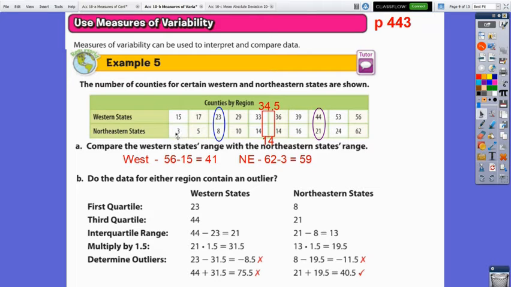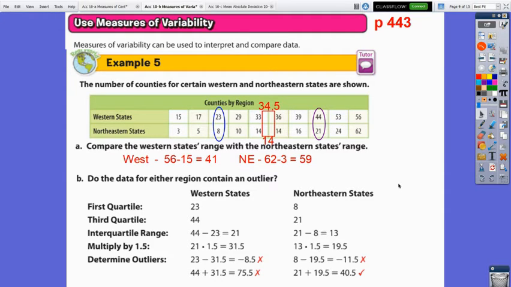So the range for the Northeast is 56. I'm sorry, for the West, it's 56 minus 15. These are already in order, which is nice. 56 minus 15, or 41. Okay, and in the Northeast, it's 3 counties, which is probably Rhode Island, and 62 counties, which is probably New York. So there is quite the range there. The range is 59 for the Northeastern states. A lot more variability in the Northeastern states than in the West.